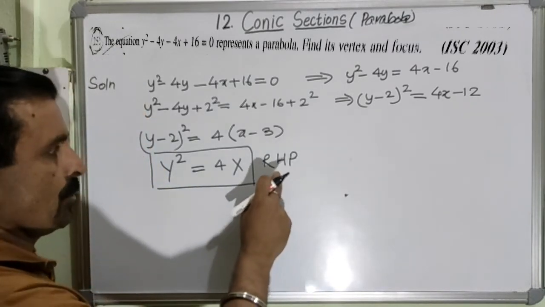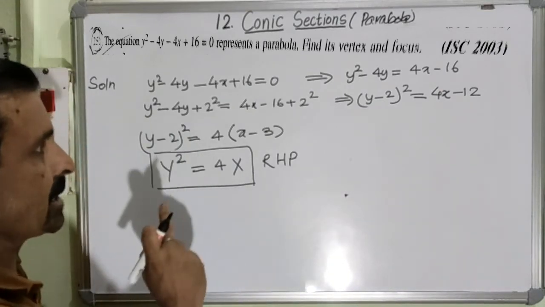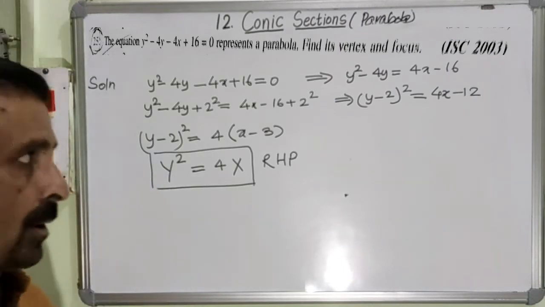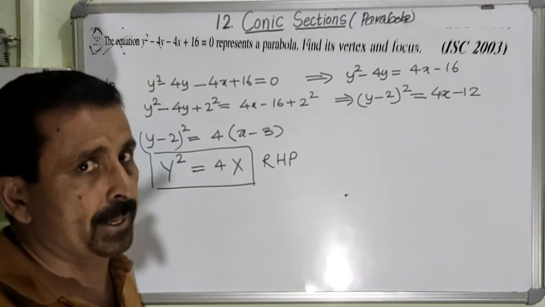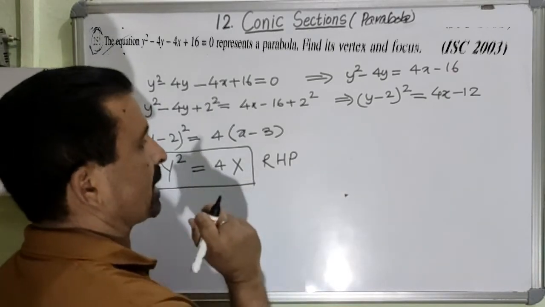When compared, you will find that this is a right hand parabola. Is it okay? Now that means we have to find the directrix. We have to find the coordinate of the focus and the vertex for the right hand parabola. The first thing that we will do immediately is find the value of a.